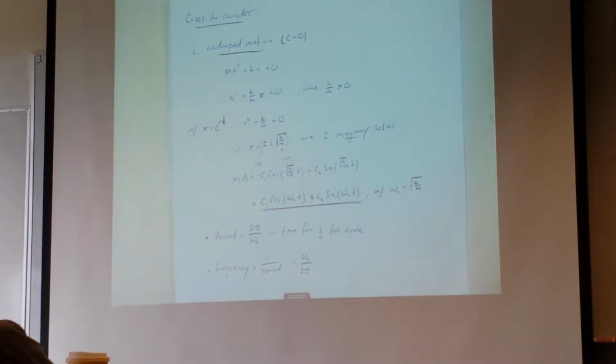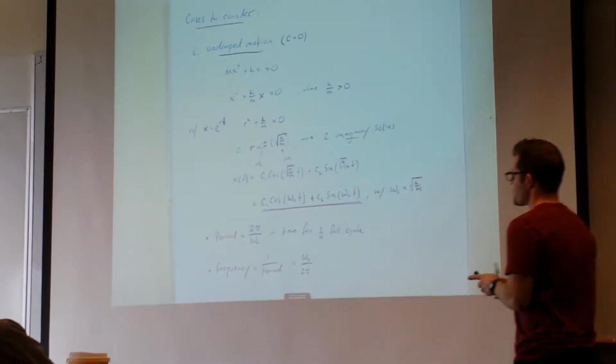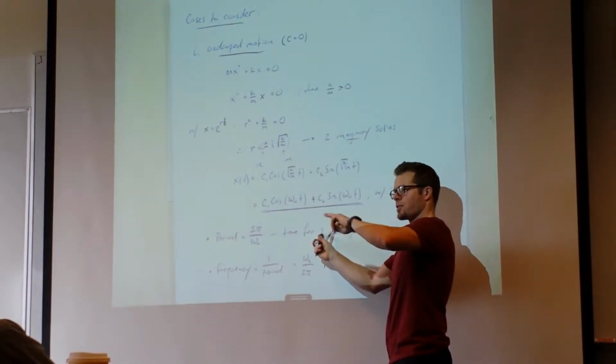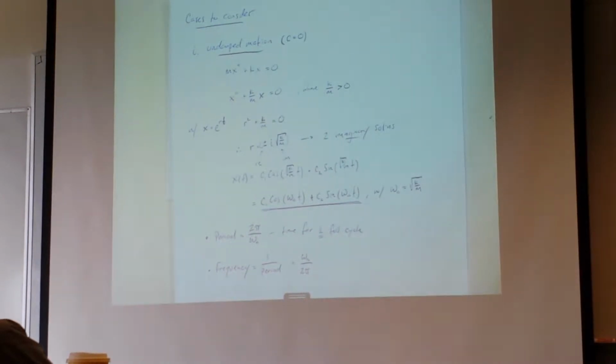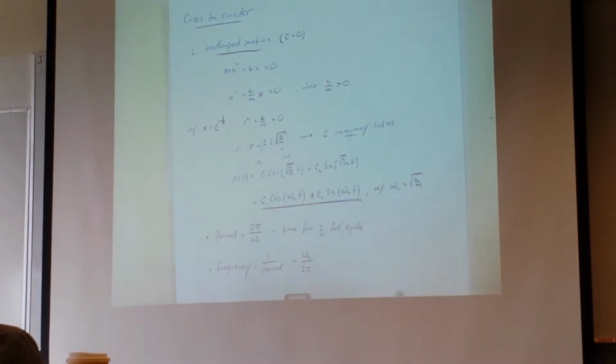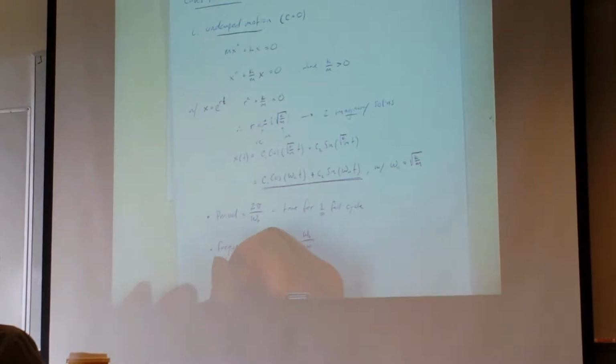Frequency is how many cycles per second, whereas this is the number of seconds per cycle. So it's reversed. Frequency is measured in hertz, the number of cycles per second. Okay. And what about the amplitude?